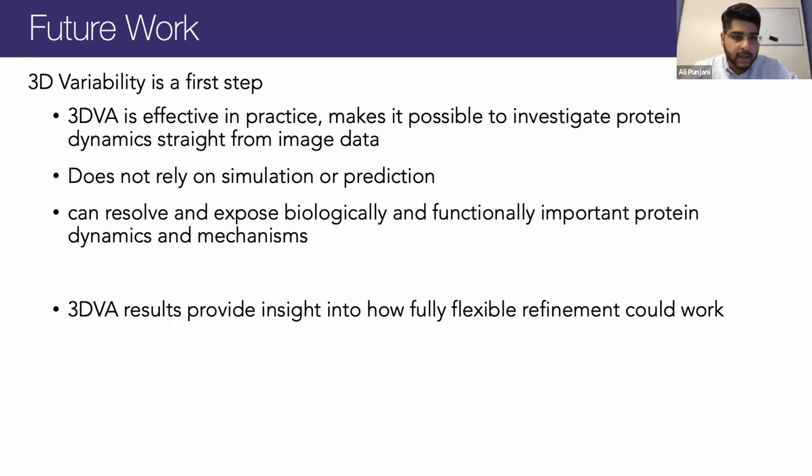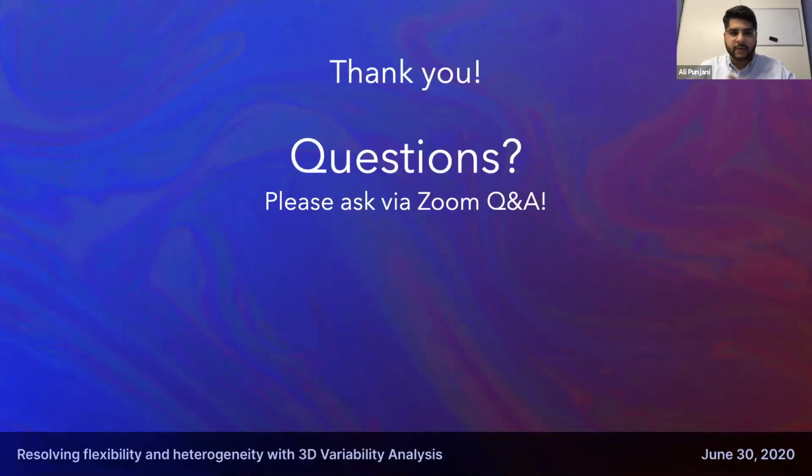So I hope that everyone who's listening today has a chance to try 3D variability analysis on your own data and see what happens. And always, of course, please feel free to contact us and ask questions on the discussion forum. And other users who are using 3D variability analysis will also be able to chime in to give their thoughts. We're hoping that with 3D variability working as well as it does, it's giving us some insight into how a next version of fully flexible refinement could possibly work. So unfortunately, I'm a little bit over time, but I'm going to stop there for questions.